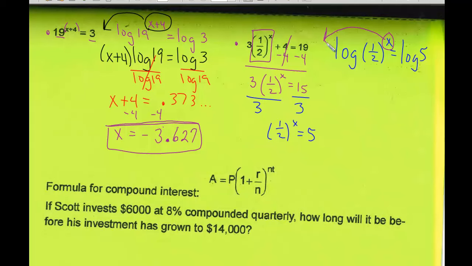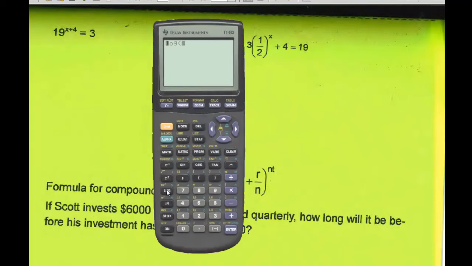The exponent moves out front, so x times log of 1/2 equals log of 5. And divide both sides by log of 1/2. So x equals log of 5 divided by log of 1/2, which is negative 2.3219. Round to the 3rd decimal place, negative 2 and 322 thousandths.